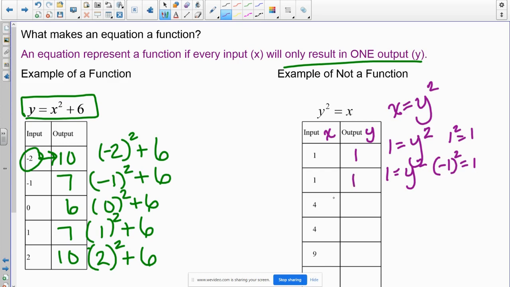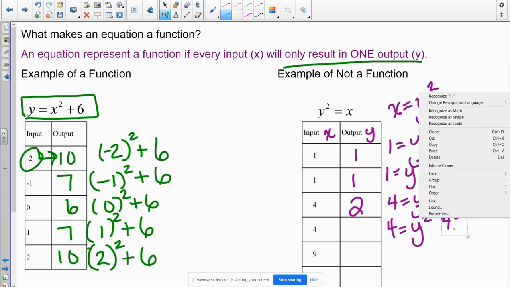If I have the input of 4, so x is 4, and I'm looking at what squared equals 4. Well, the easiest one is 2 squared equals 4. So my y would be 2, because this is that value right there. And then 4 equals y squared. So in other words, 4 equals what squared?